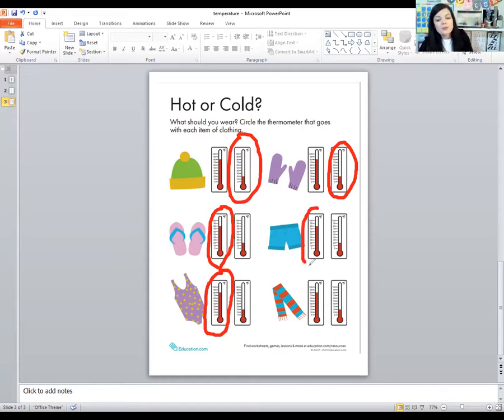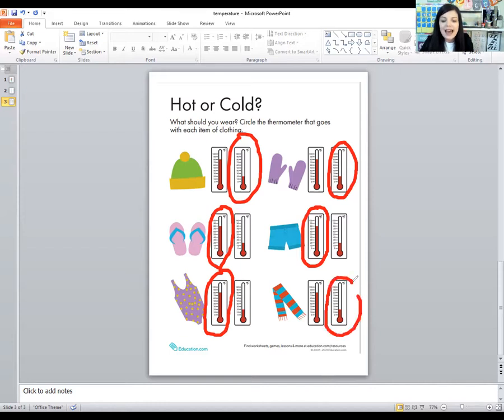Good, the one where the red is up. Remember, up is hot. The last one shows a scarf. Do you wear a scarf when it's hot or cold? We wear a scarf when it's cold outside. Can you find the right thermometer?